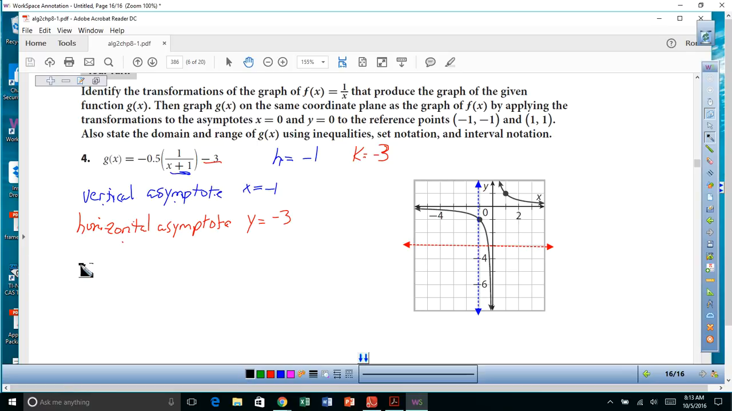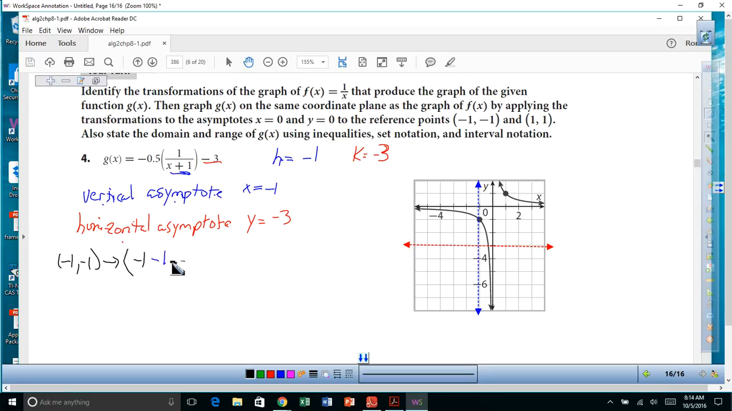Now let's do the transformation with the points. We've got -1, -1, right? Starts out -1, -1. And then we're going to make some transformations. So -1, -1, this becomes -1, that's going to be -1, -1.